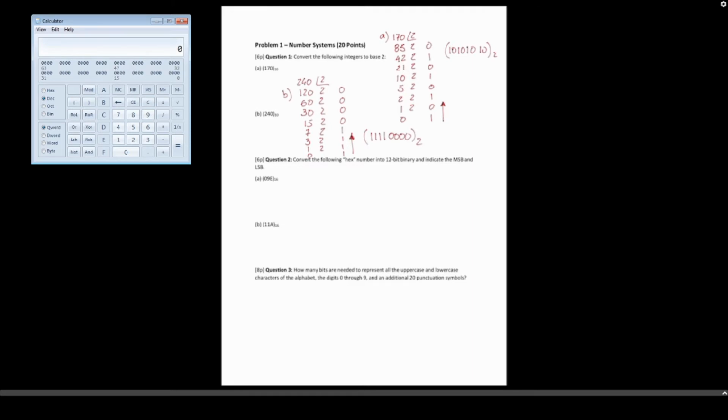Alright, let's go over question number 2. On question number 2, it is important to pay attention here that I'm saying to convert the following hexa number, so we have a hexadecimal number, into a 12-bit binary. So 12-bit binary. That means that I need to have 12 bits, not 8, not 4, 12 bits. And then I need to indicate on those 12 bits which one is the most significant bit and the least significant bit. So have in mind that yes, you do have the most significant place on a hexa number, but you don't call that most significant bit.